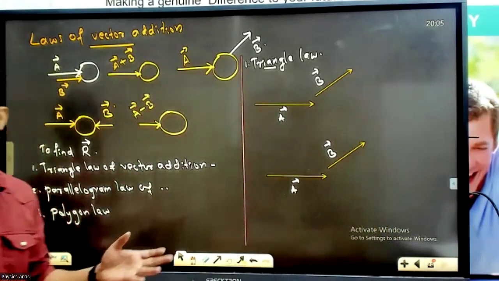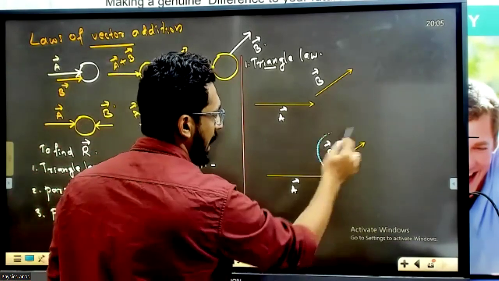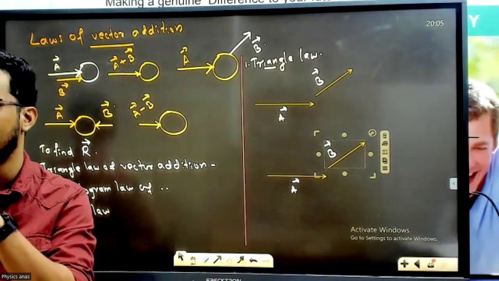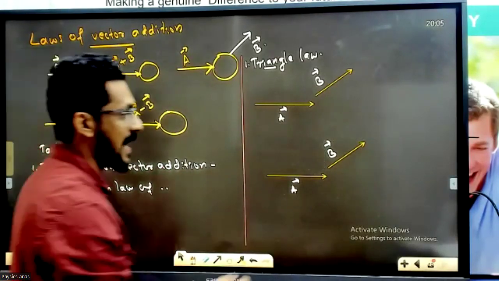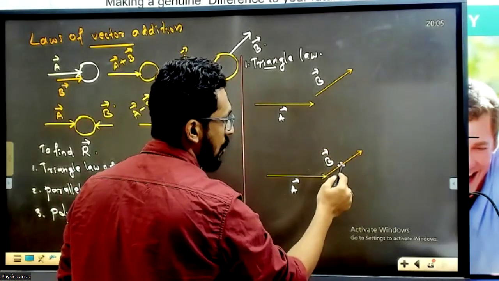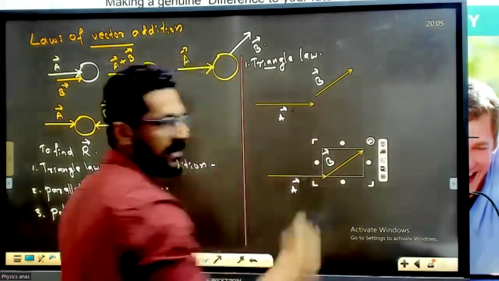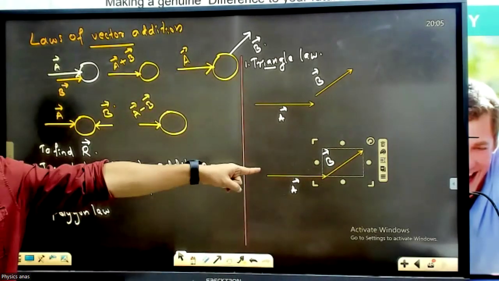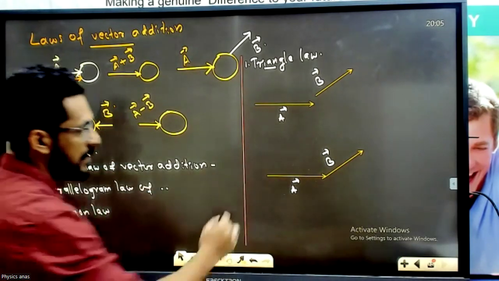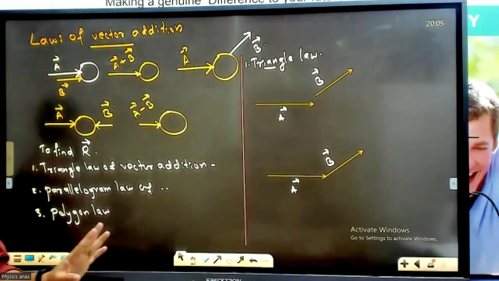If I have two vectors like this, I can represent those two vectors as two adjacent sides of a triangle. Two sides of a triangle taken in order. Now this A and B are two sides of a triangle in an order. What is that order? Tail, head, tail, head. This is now in an order.